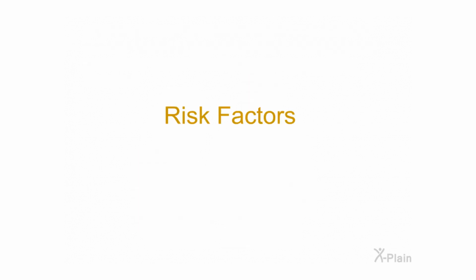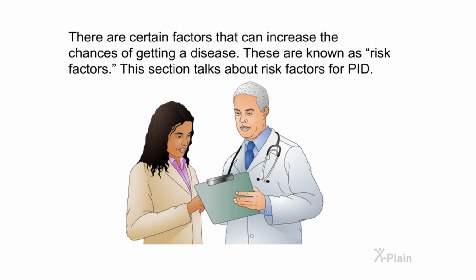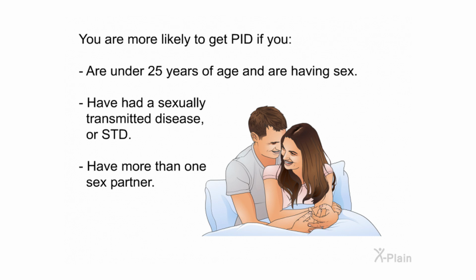Risk factors. There are certain factors that can increase the chances of getting a disease. These are known as risk factors. This section talks about risk factors for PID. You are more likely to get PID if you are under 25 years of age and are having sex, have had a sexually transmitted disease or STD, have more than one sex partner.